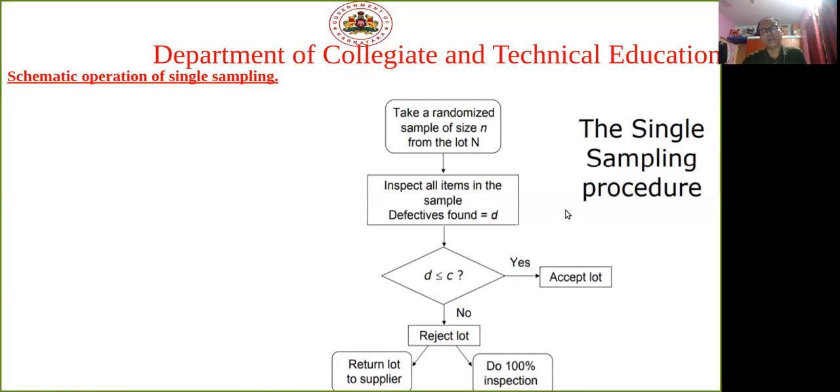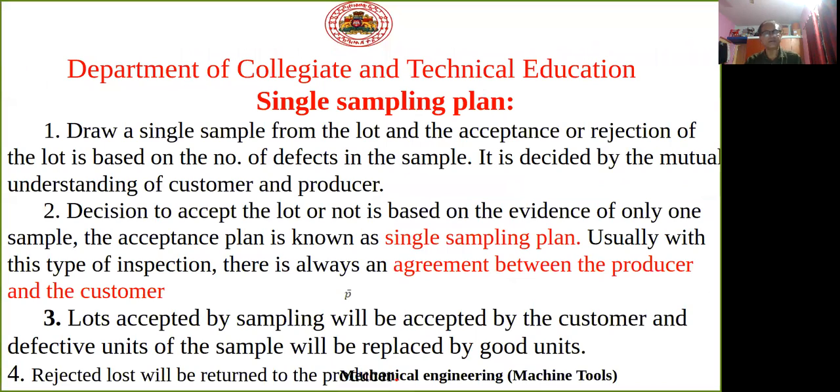The same single sampling plan you can now summarize in words. What exactly is the single sampling plan? First, as I have told you, draw a single sample from the lot, and the acceptance or rejection of this lot is based on the number of defectives in the sample. It is decided by the mutual understanding between the producer and the customer.